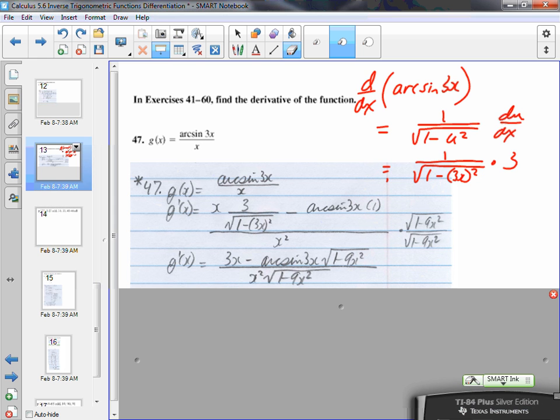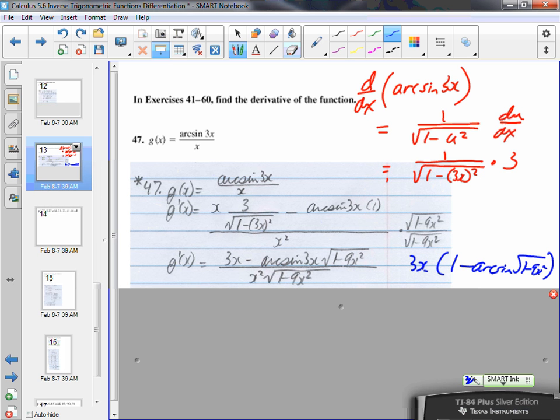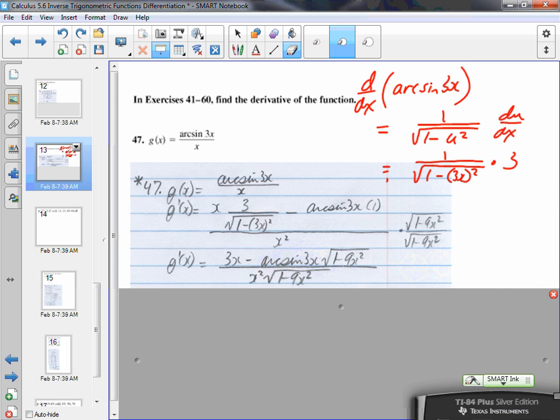Let me tell you some things not to do. Don't do that. Don't do this. Because it's not arc sine times 3x, is it? It's arc sine of 3x. So don't do that. So we're done.